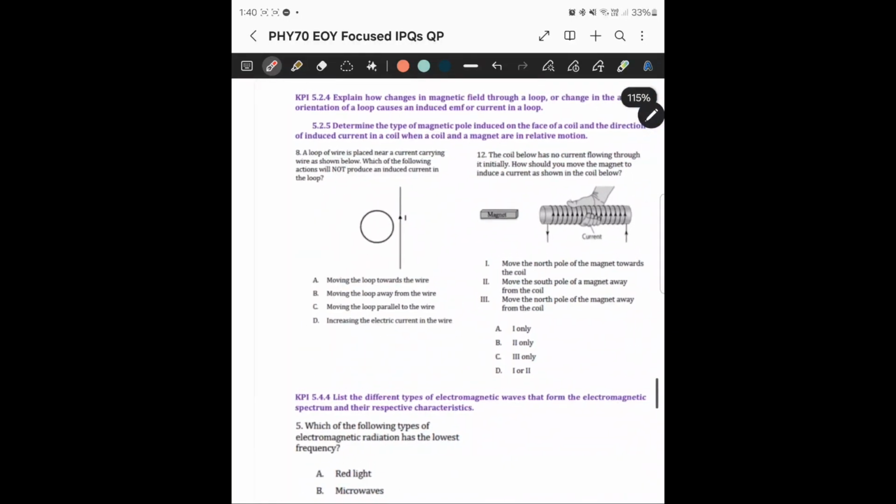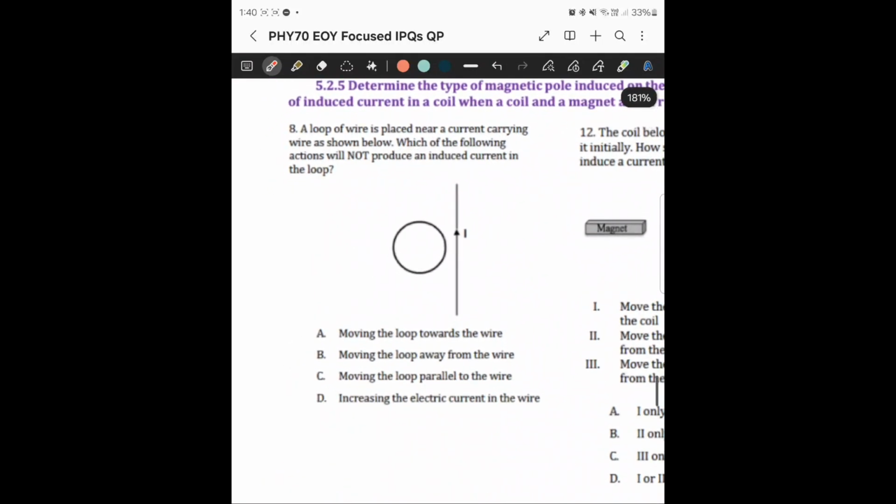Counterclockwise. Okay. In this case, we are asking how to not produce a current. So remember from before, anything parallel is not good. No current will be induced at all. So towards the wire, it'll get stronger. There will be an induced EMF. Away from the wire, it's getting weaker.